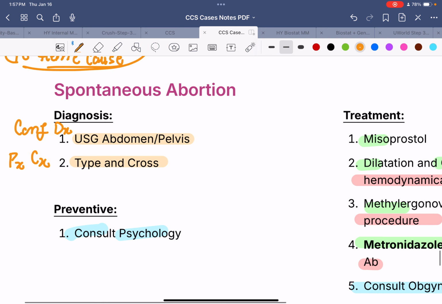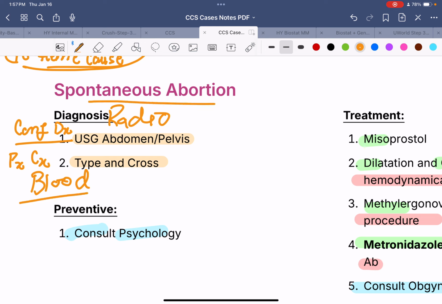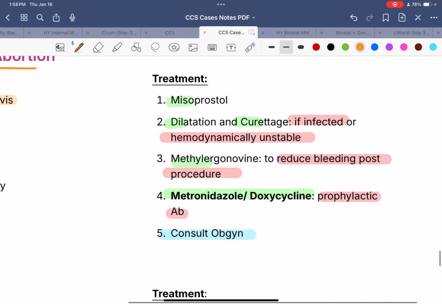Next off, you have spontaneous abortion. Again, for spontaneous abortion, you can divide it into radiological tests to confirm the diagnosis and some blood tests to prevent the complication that can occur with spontaneous abortion. So the radiological test would be an ultrasound of the abdomen and pelvis, and the blood test would be doing the type and the cross match, so that the blood is ready for you in case the patient is bleeding excessively and might be at risk of hypovolemic shock.